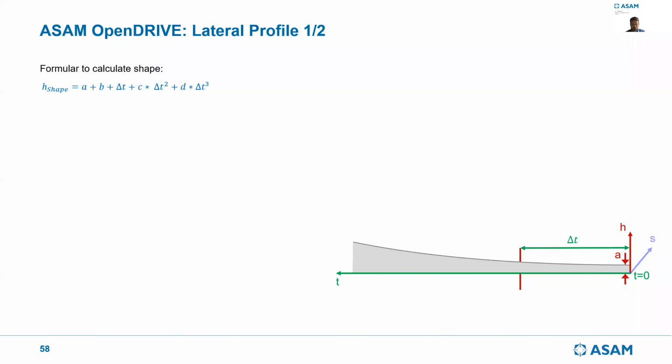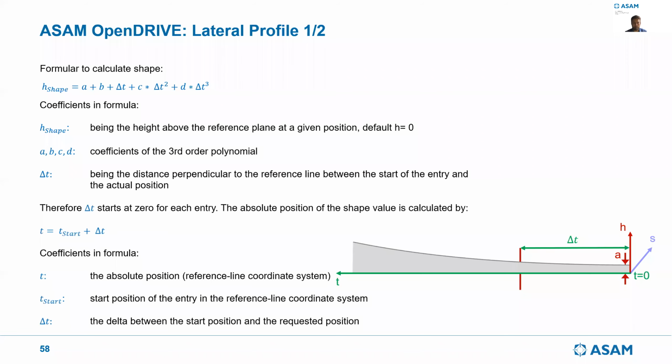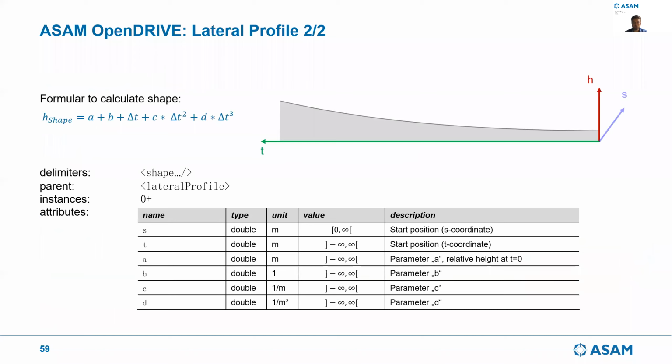Yes, and then we have the lateral profile. And here again, our good old friend, the third order polynomial, with our parameters A, B, C, and D. And those are the parameters of the third order polynomial. And here you can see how those are applied. Yes, I'm not going to read all of that out. It's quite obvious, and I have an example later on.